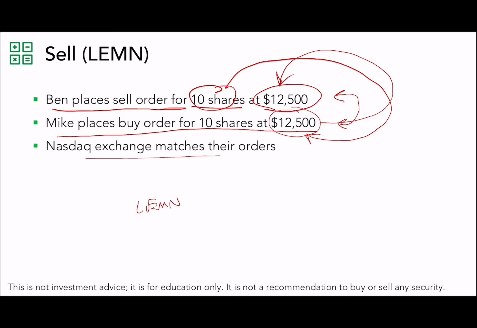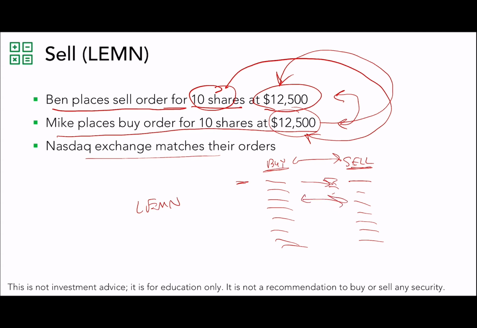That is the basics of how the stock market works. You have a bunch of different people who are wanting to buy certain quantities of stocks at certain prices, and you have a list of people that are wanting to sell their stocks, different quantities and different prices. The exchange just matches those buyers with sellers, and they exchange shares for dollars.